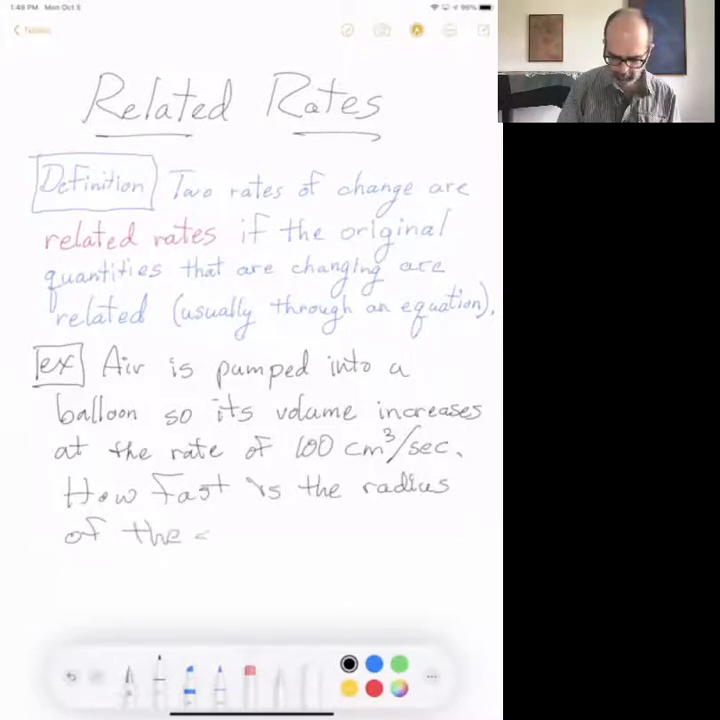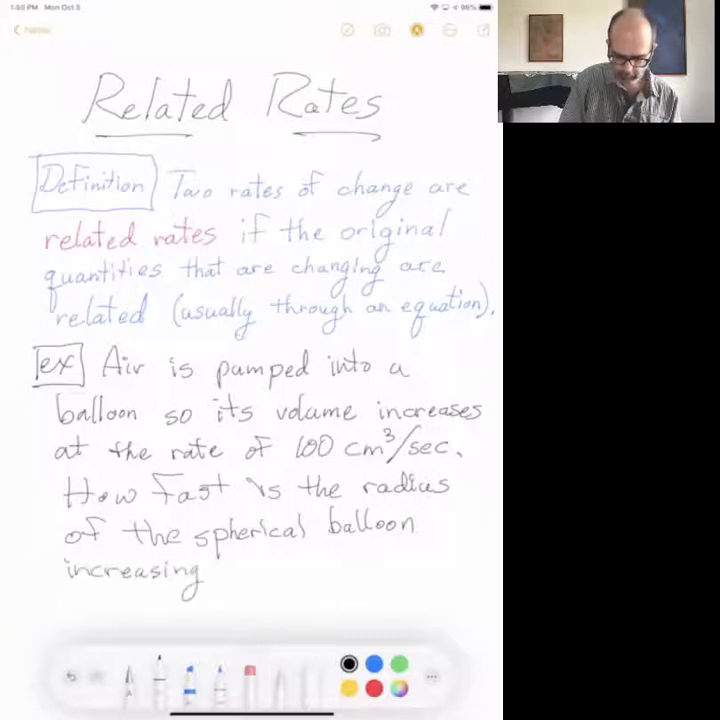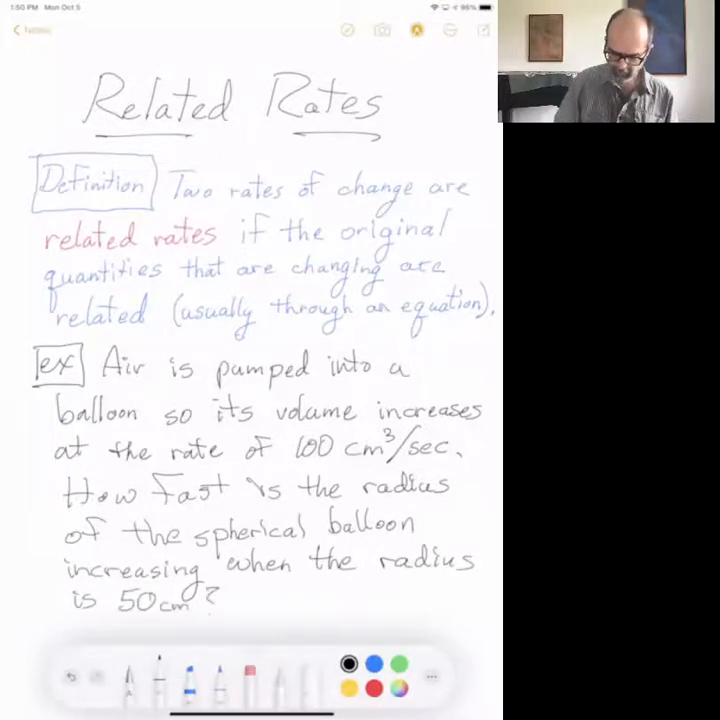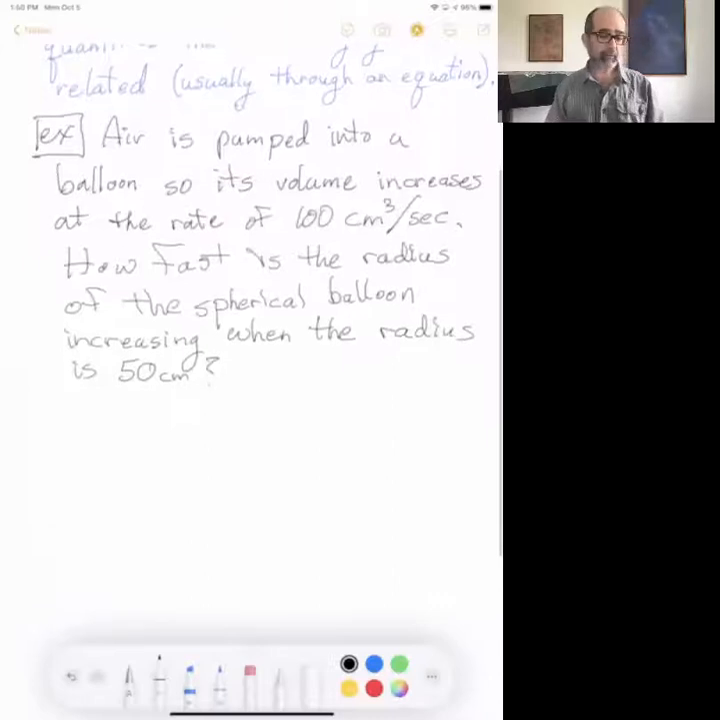I forgot to mention that earlier. Increasing when the radius is 50 centimeters. So this is a pretty sizable balloon. If you think about it, that's half a meter. So that's a pretty good sized balloon.